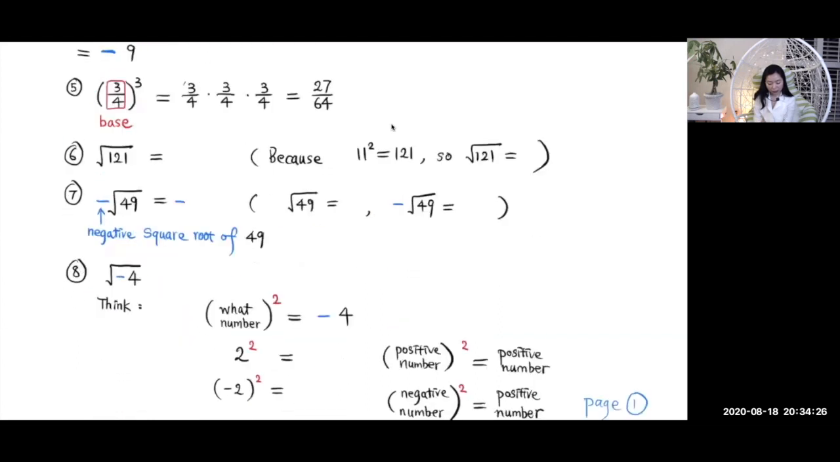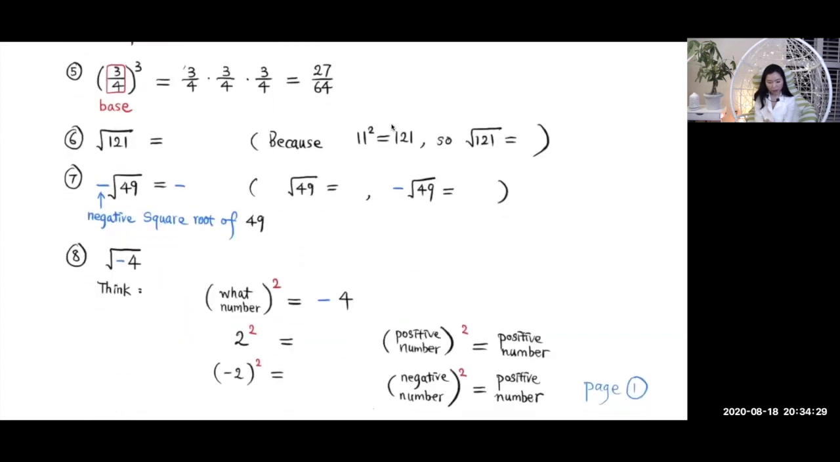Number 6, we're taking the square root of 121. When you take a square root, you think about what number, when you square it, gives you 121. 11 is the number. 11 squared is 121. So the square root reverses the square. The positive square root of 121 is 11.